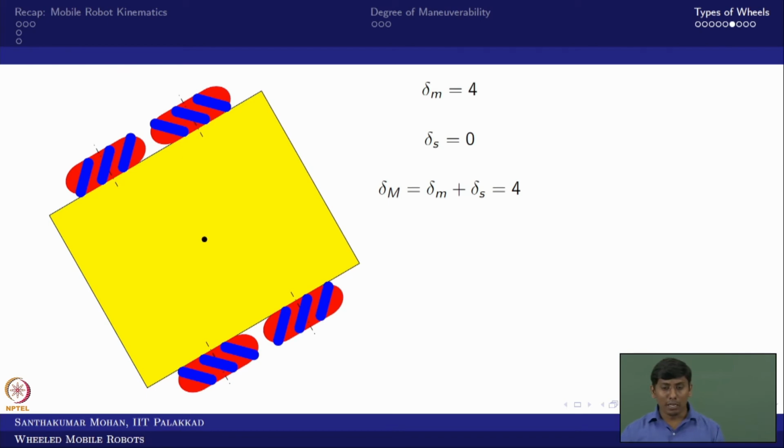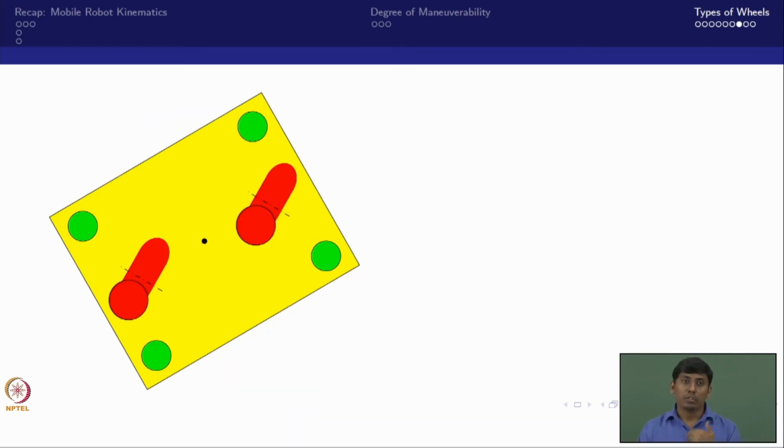So these are some examples we have seen. But one can see vast resources, and there is another way of showing it. Before that, I will show you one more example. You can see 4 casters are attached, but there are 2 powered steerable wheels. Now what would be the degree of steerability in this case? There are 2. And what would be the degree of mobility?